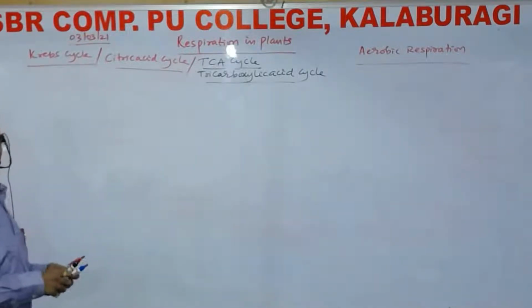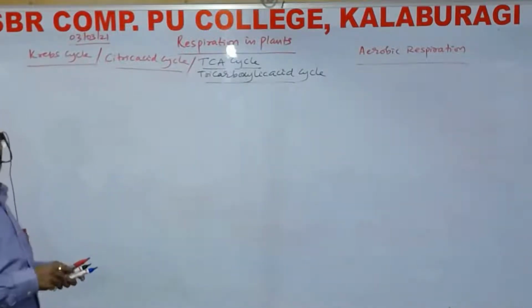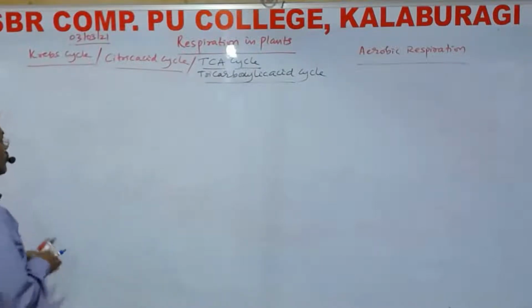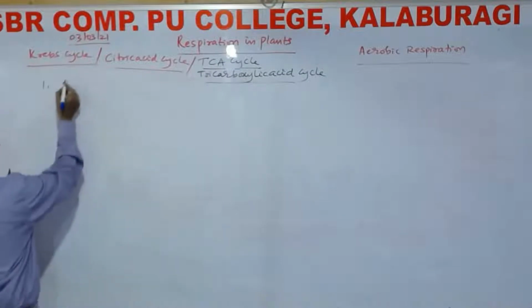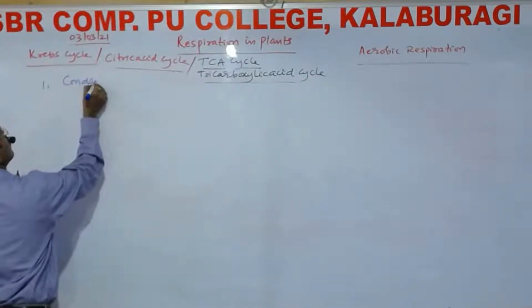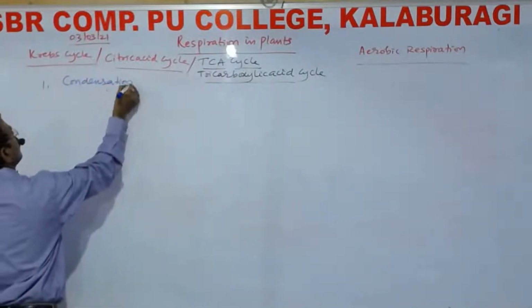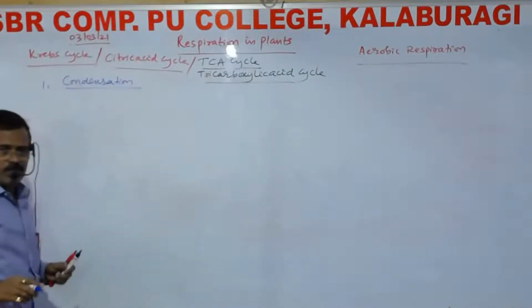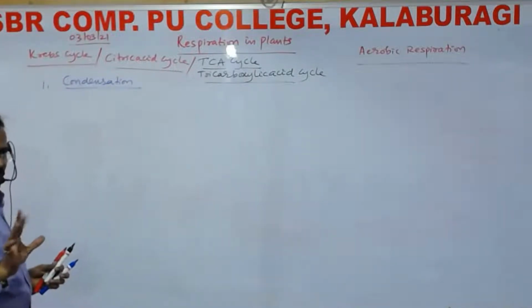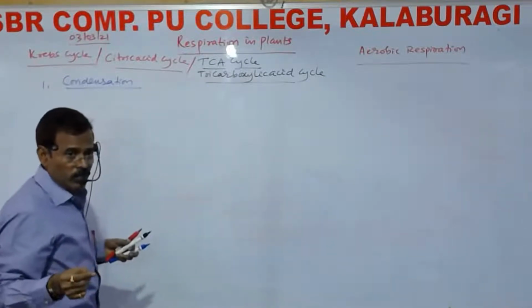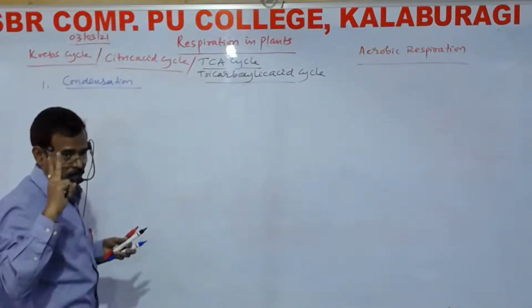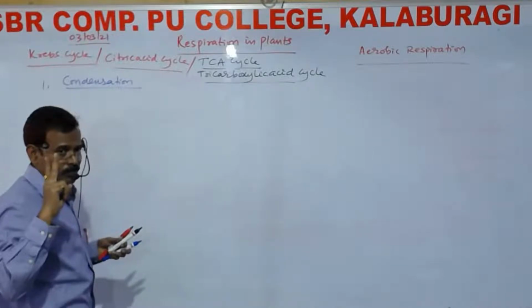So 10 steps we will learn, then we will draw a cyclic figure. First step, you have condensation. First step is condensation. Remember, there are how many acyl coenzyme molecules? Two acyl coenzyme. Okay.